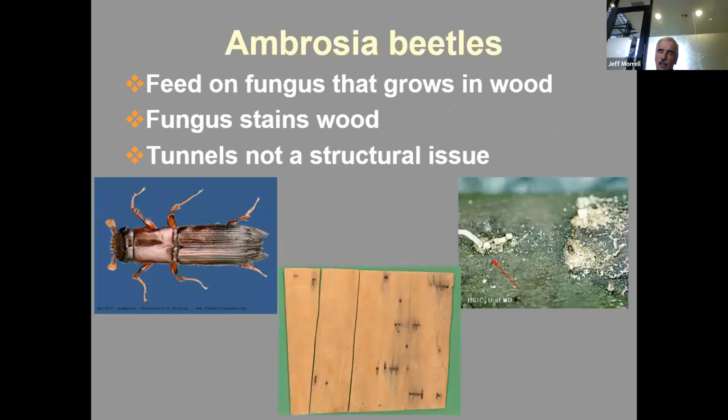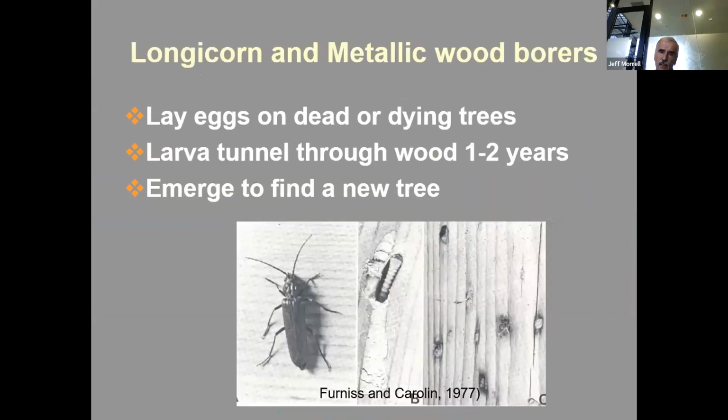One we see very commonly in freshly sawn timber is the ambrosia beetle. Ambrosia means food of the gods. These beetles tunnel into the wood. They don't use wood for food. They tunnel in and plant a fungus in the wood that grows into the wood and uses the wood. Then the beetle larvae feed on the fungus, and the fungus stains the wood. They're not a structural issue, but you may occasionally see tunnels on the surface of the wood. They really don't cause much damage. They're very small.